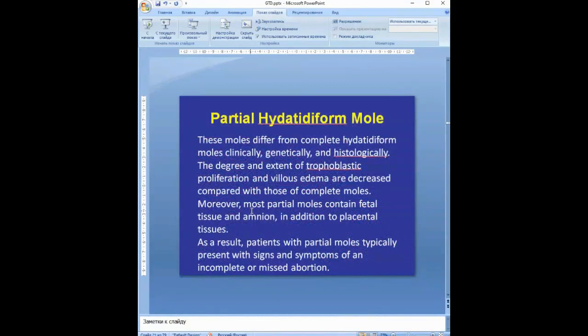Partial hydatidiform mole. These moles differ from complete hydatidiform moles clinically, genetically, and histologically. The degree and extent of trophoblastic proliferation and villous edema are decreased compared with those of complete moles. Moreover, most partial moles contain fetal tissue and amnion in addition to placental tissue. As a result, patients with partial moles typically present with signs and symptoms of an incomplete or missed abortion. It's a typical mistake in the diagnosis of partial hydatidiform mole.